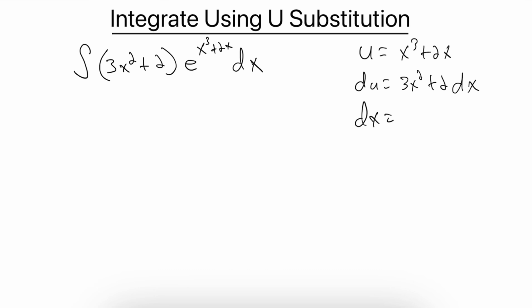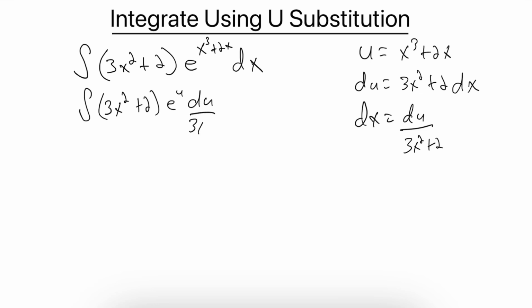So now we're going to get dx by itself. So dx equals du divided by 3x squared plus 2. Now we're going to sub all these back in. We're going to swap out our u and swap out our dx for our new one. So integral of 3x squared plus 2 times e raised to the power of u du divided by 3x squared plus 2.